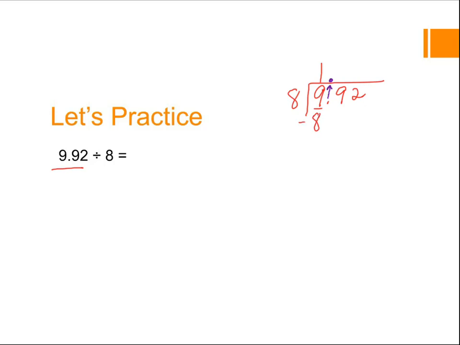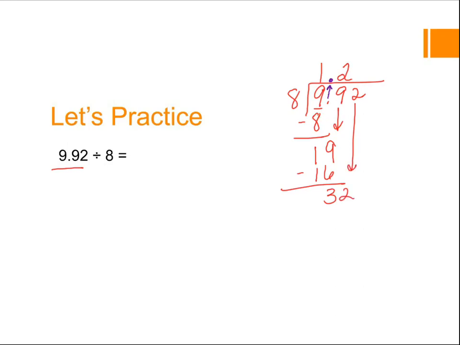1 times 8 is 8. Subtract and you have 1 left over. So then you bring down your 9. 19 divided by 8 is 2. When I write this 2, though, I'm going to write it directly on top of the number that I just brought down. Every digit in my dividend is going to have something written above it this way. 2 times 8 is 16. Subtract and we have 3.